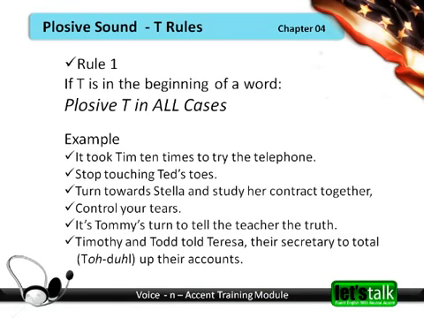Rule 1: if T is in the beginning of a word, plosive T in all cases. Example: it took him 10 times to try the telephone.